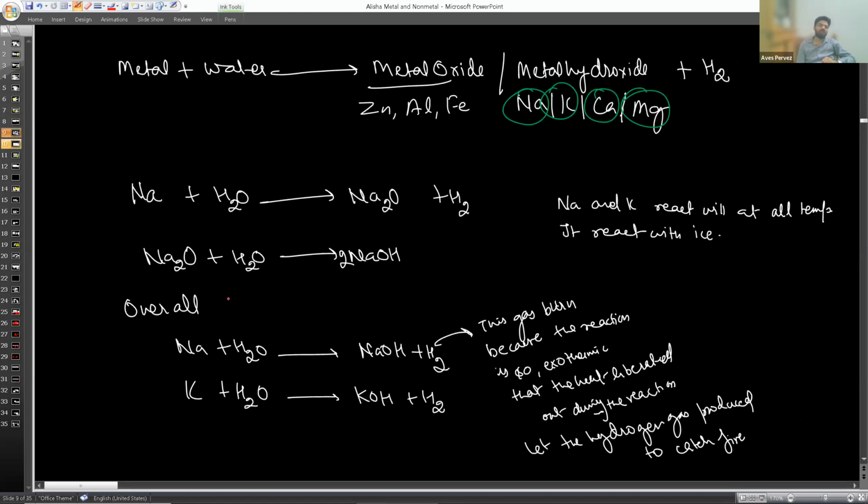Did we study the HNO3 reactions? Why does HNO3 not produce hydrogen gas? Because HNO3 is a strong oxidizing agent. It oxidizes. Yes. Okay.